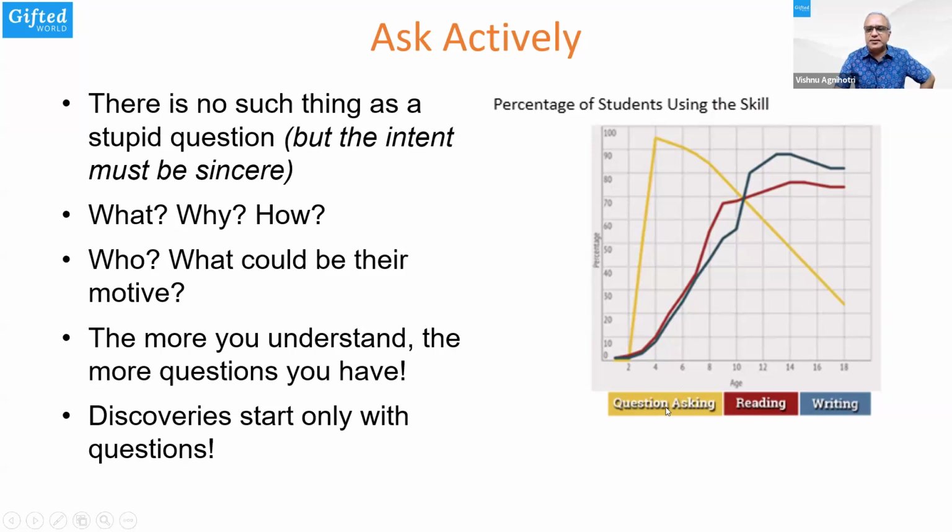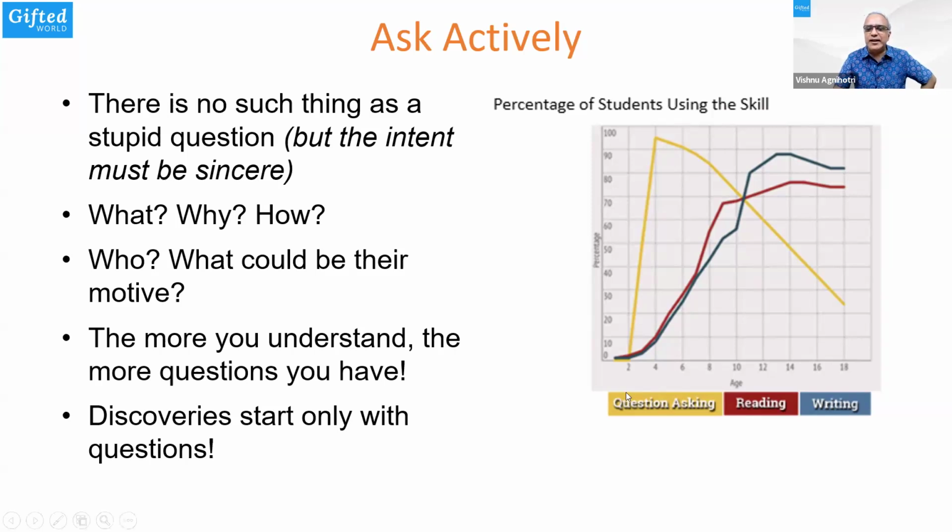So there are 3 skills. Question asking is the yellow line, reading is the red line, writing is this sort of bluish line. And the x-axis is the age: age 2, age 4, age 6, age 8. So the 4-year-old asks the maximum number of questions. Siddharth has a 4-year-old, so I think he very much knows that.